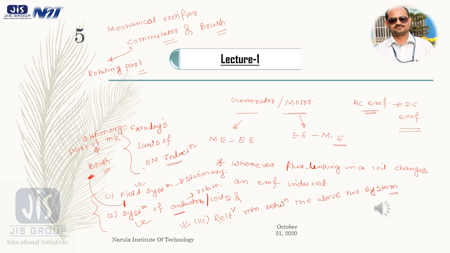So if I have to satisfy all these, the conclusion is that there should be a construction with a field system which is stationary. So keep that in mind. In a DC machine, the field system is stationary. Field system, which is the stationary part.